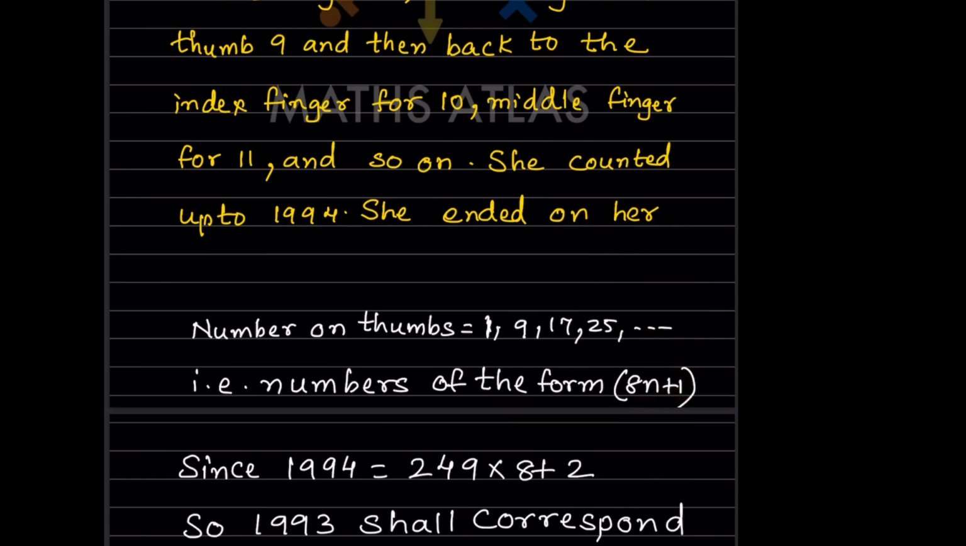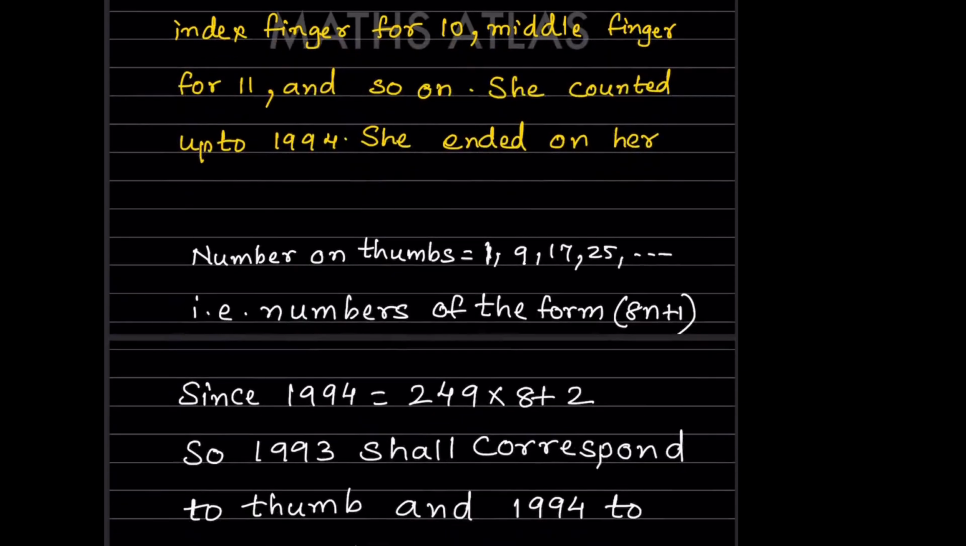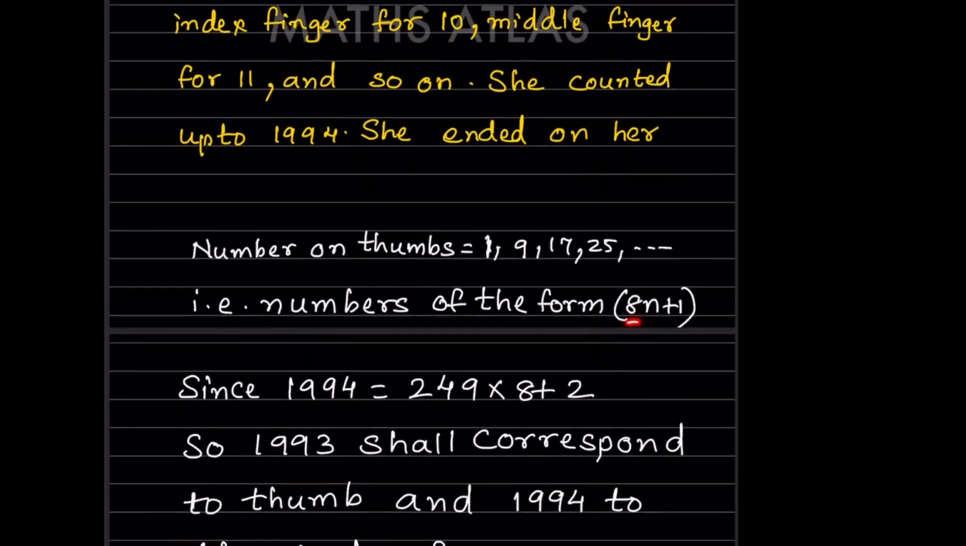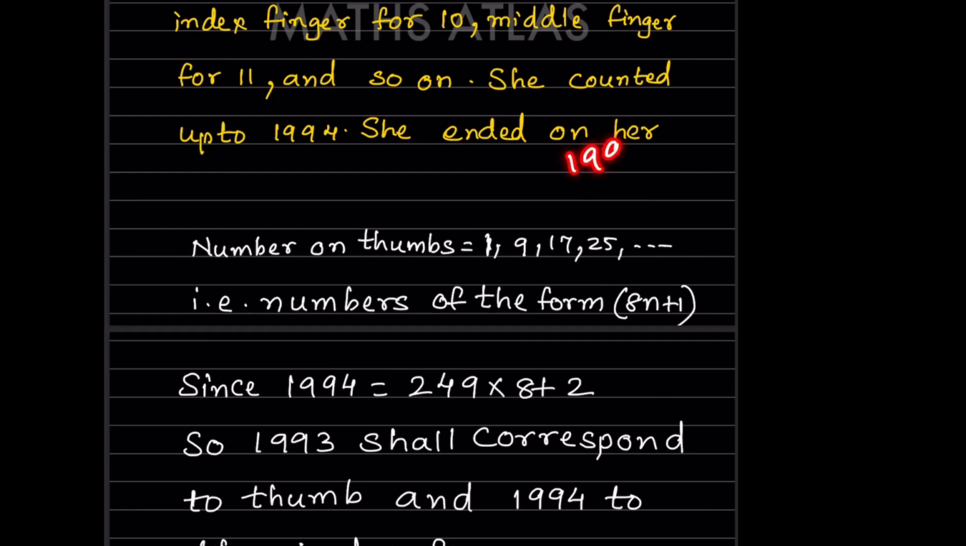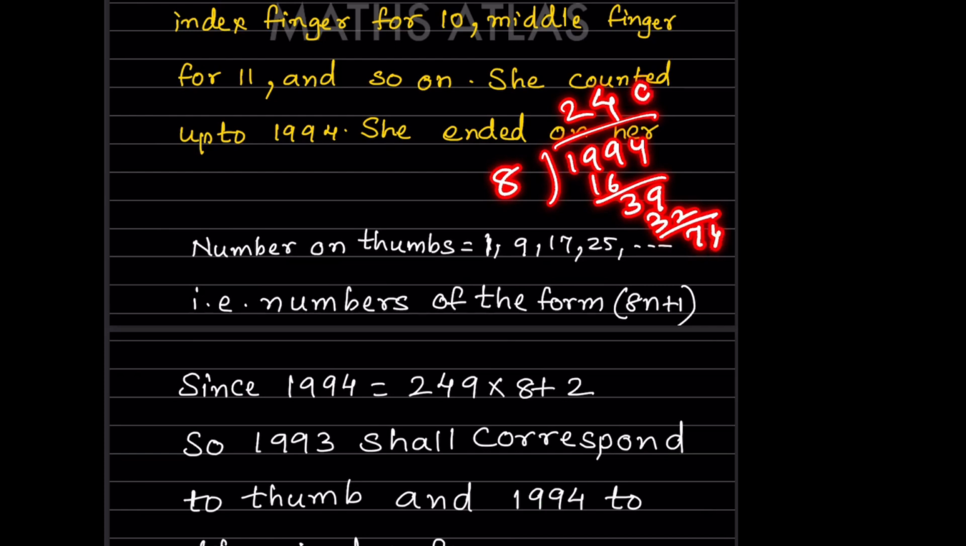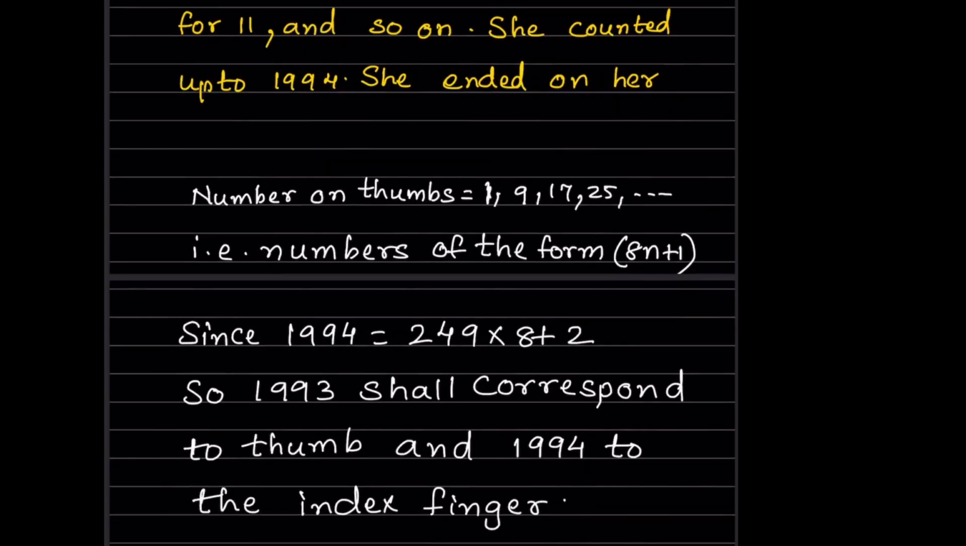So now we have this, she counted up to 1994. So when we divide 1994 by 8, what do we get here? 8 2s are 16, this will be 39, 8 4s are 32, and this should be 74. So 8 9s are 72. So what remains here is 2. Whenever we are dividing, this is the dividend, this is the divisor, this is the quotient, and whatever remains is the remainder.